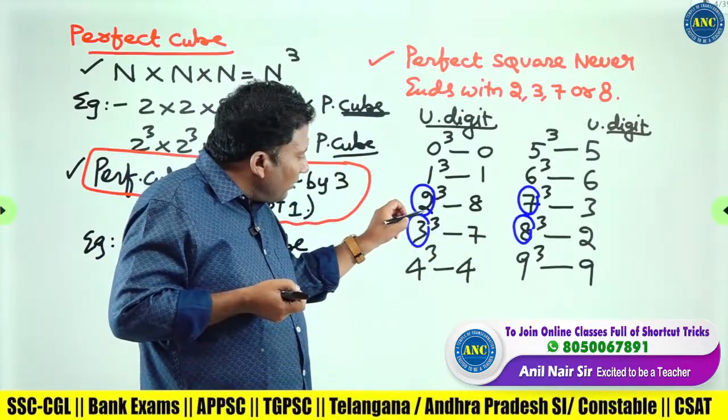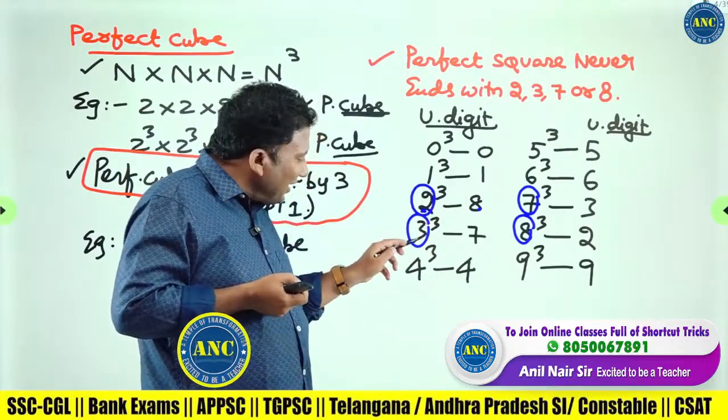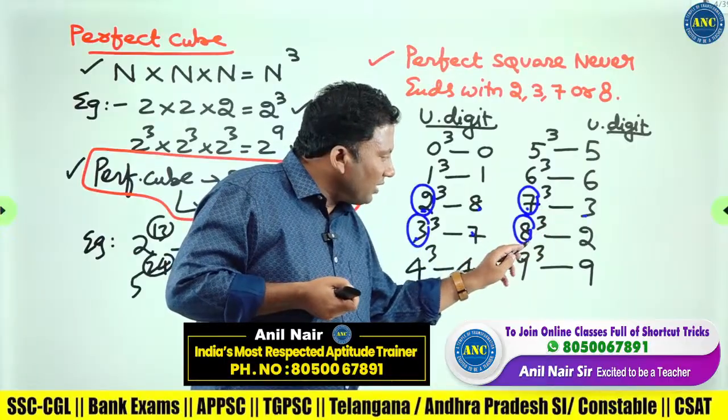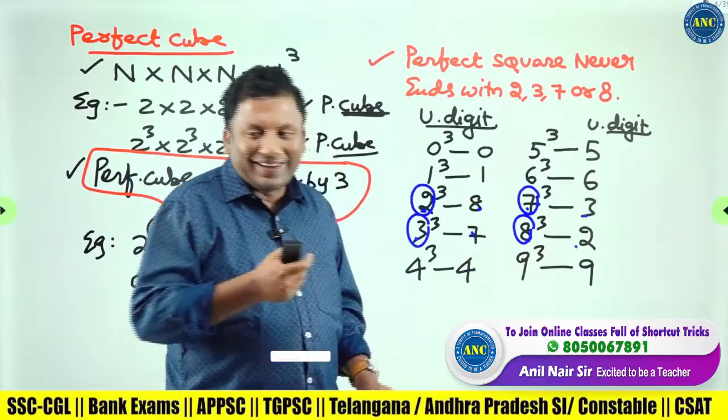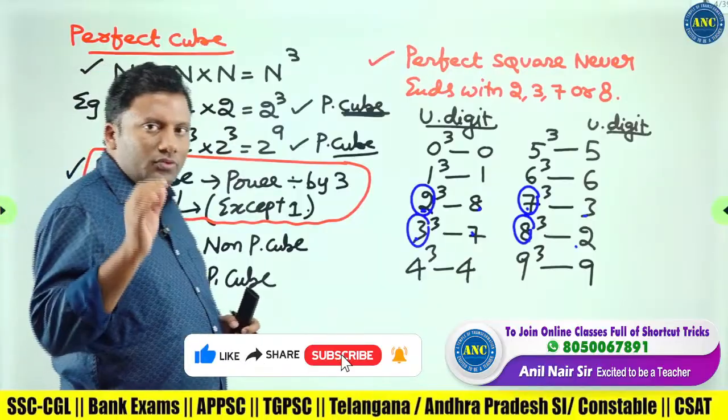What exactly is the number? It is actually 10 minus this number. What is 10 minus 2? 8. What is 10 minus 3? 7. 10 minus 7? 3. What is 10 minus 8? 2. Please write down. You don't need to do the cube of a number.